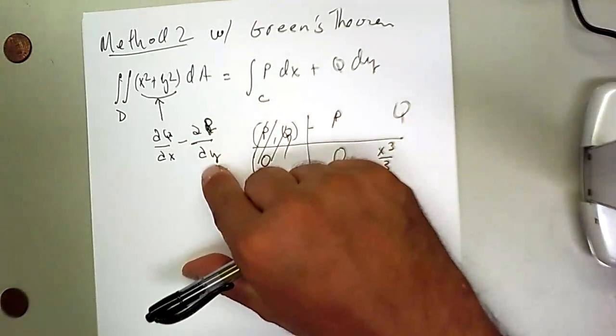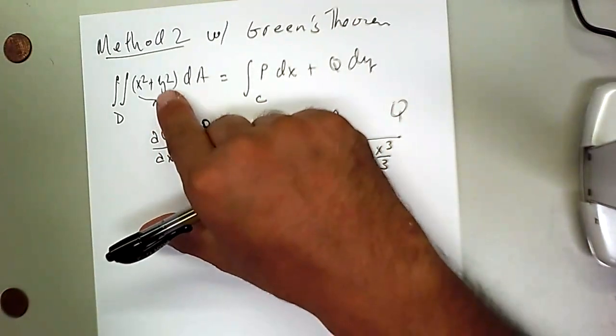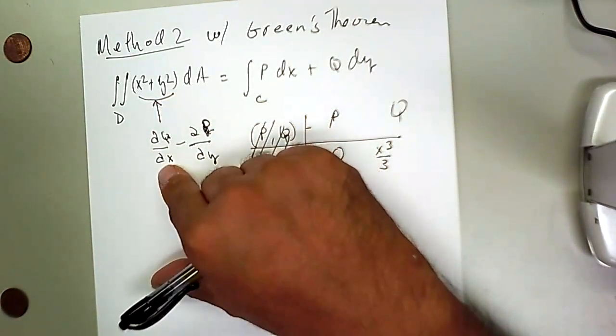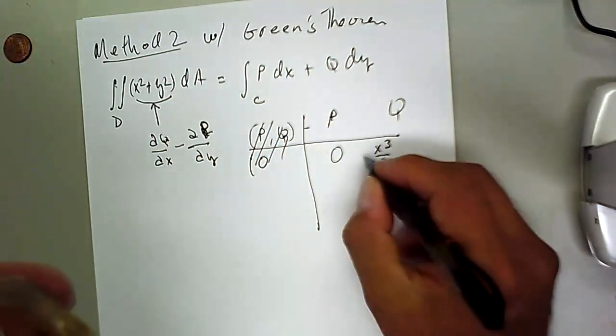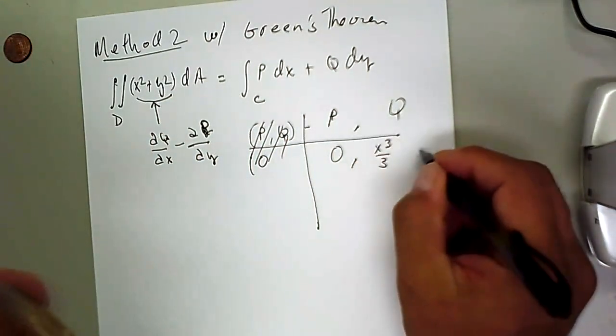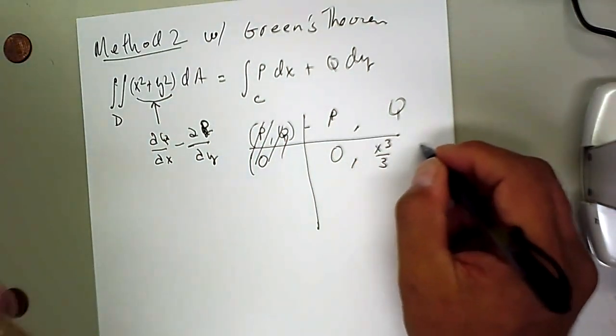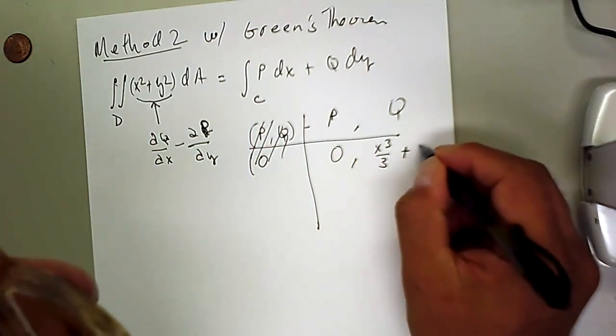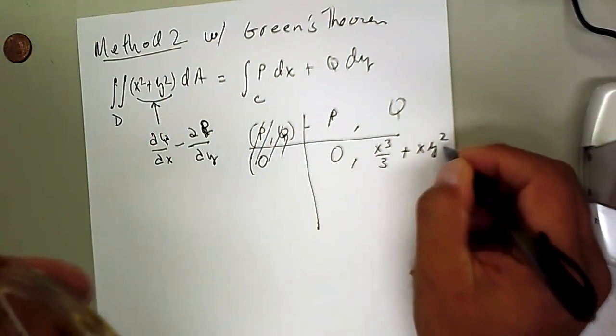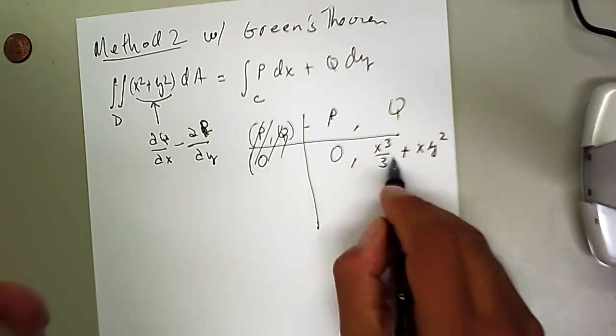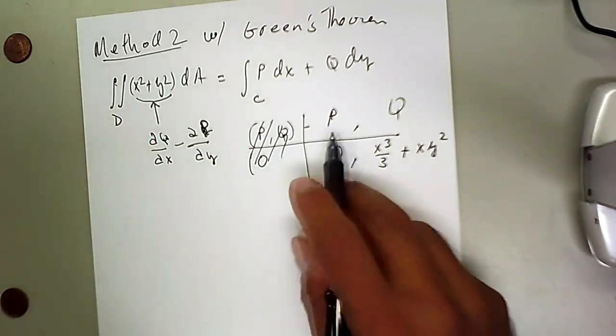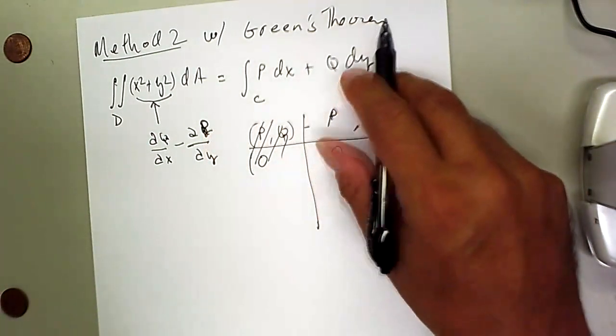The antiderivative of y squared with respect to x is xy squared. So plus xy squared. So if we just set Q to be this and P equal to 0, we can apply Green's theorem and it will work.